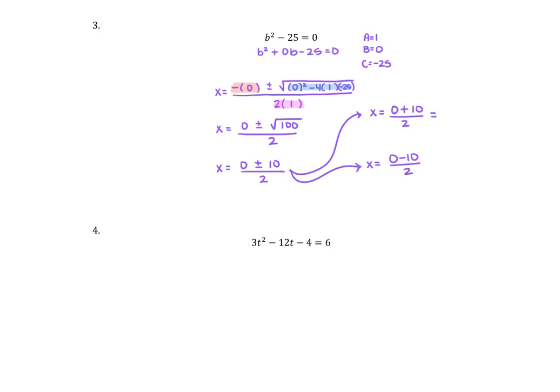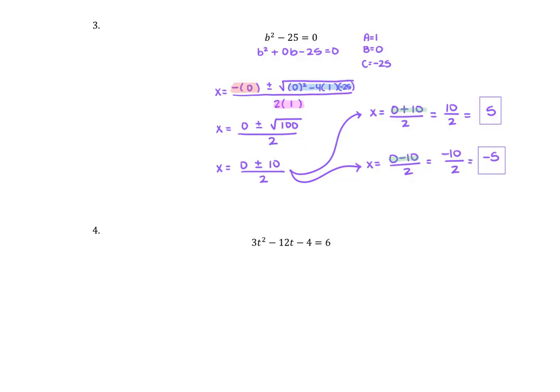Well, 0 plus 10 gives me 10, and 10 divided by 2 gives me a solution at 5. For the other solution, I do 0 minus 10, and I get negative 10 divided by 2, which gives me a solution at negative 5. So I have a solution at positive 5 and negative 5.